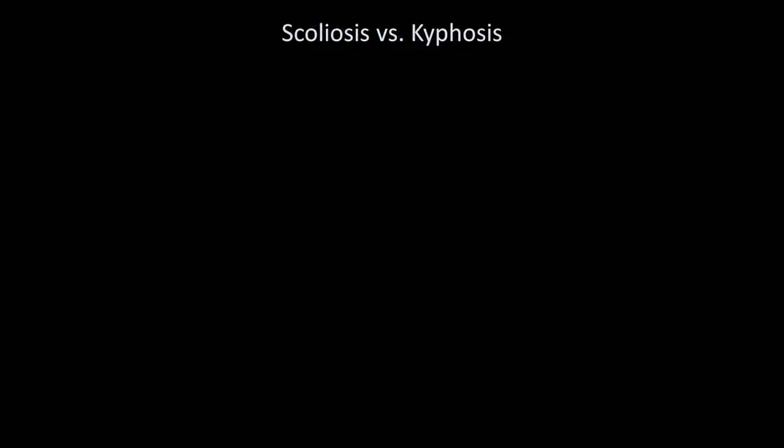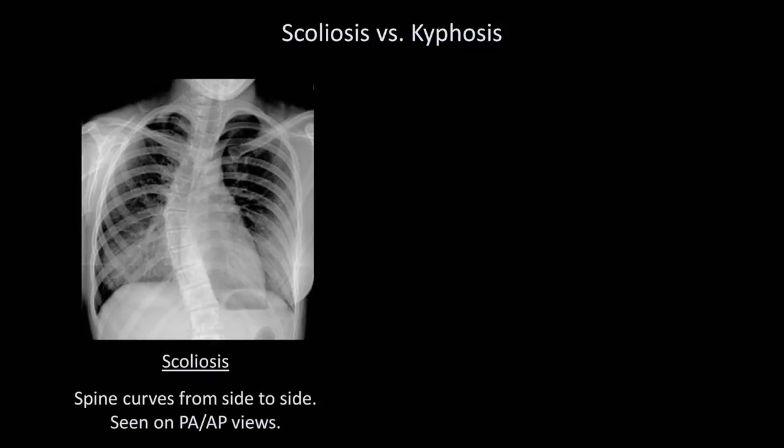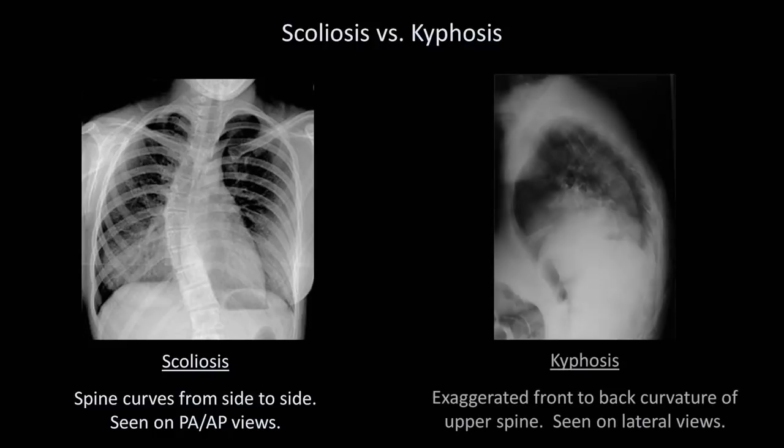Next up, the difference between scoliosis and kyphosis. In scoliosis, the spine curves from side to side. This is visible on PA and AP views. In kyphosis, there is an exaggerated front to back curvature of the upper spine. It is usually only visible on lateral views.